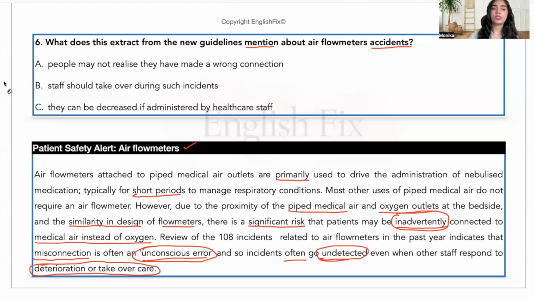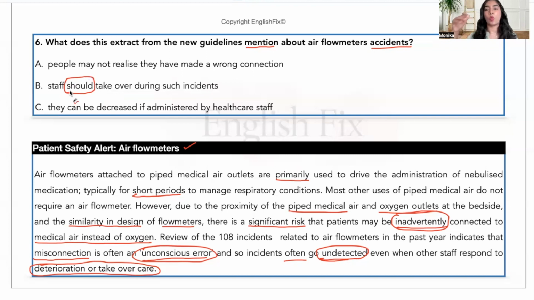So this is actually not wrong, but let me see the other options in case they phrase it better than this option. According to answer option B, staff should take over during such incidents. I told you to keep in mind your modal verbs, didn't I? Staff should do this, take over during such incidents. But they have not said anywhere what should be done, what should not be done. If I look for the word should, this must be done, this should be a norm, this should be ideal, nothing like that I'm getting.